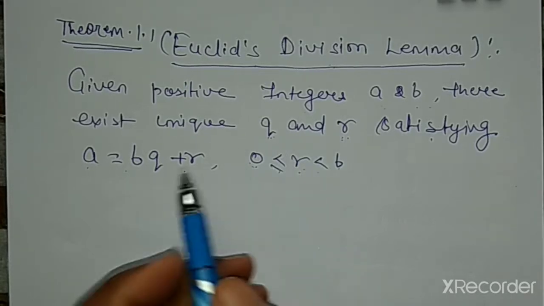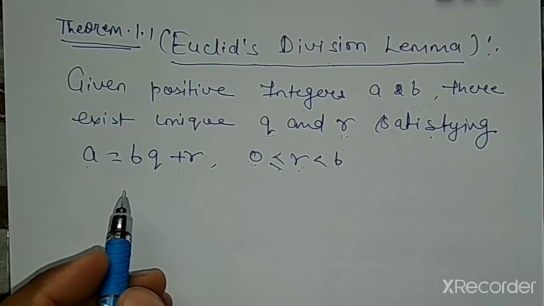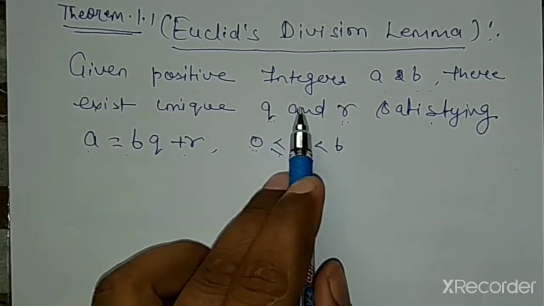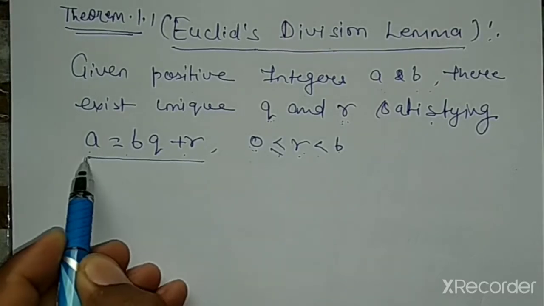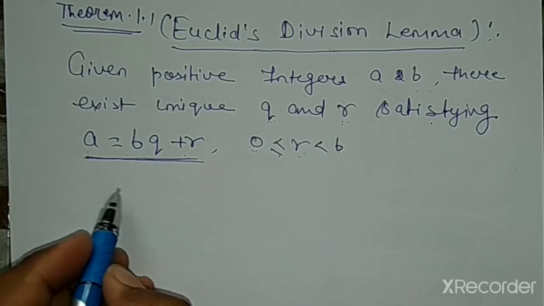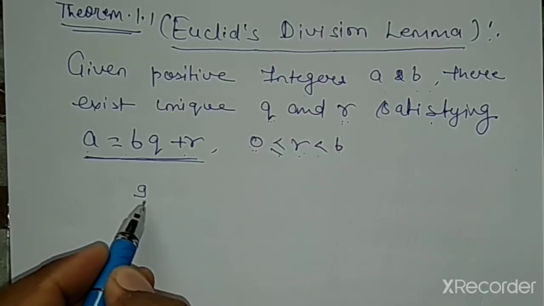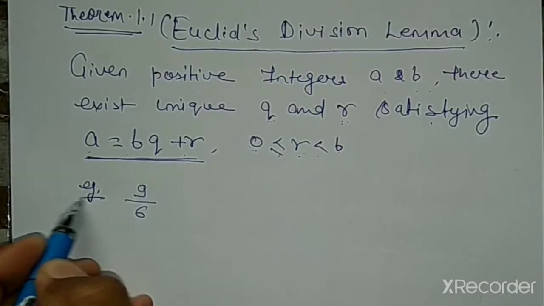So what is the meaning of this statement? I am explaining here, try to understand this. If the number a is in the form a = bq + r, I am taking an example, like 9 divided by 6.